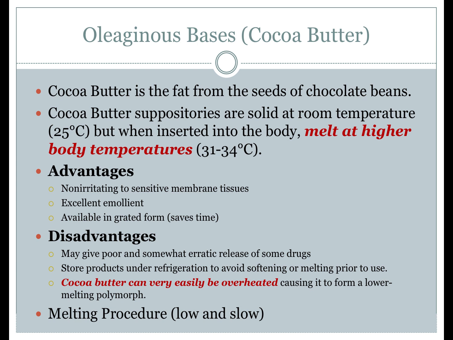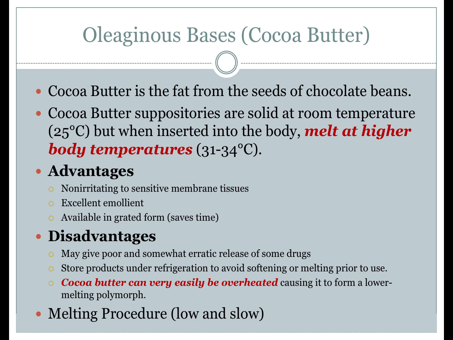Chemically, it is a mixture of triglycerides of saturated and unsaturated fatty acids. Cocoa butter does not contain significant amounts of emulsifier, so it does not absorb much water. Suppositories formed using cocoa butter are solid at room temperature, which is about 25 degrees Celsius or 77 degrees Fahrenheit. However, when cocoa butter suppositories are inserted into the body, they melt at higher body temperatures of 31 to 34 degrees Celsius or 88 to 93 degrees Fahrenheit.